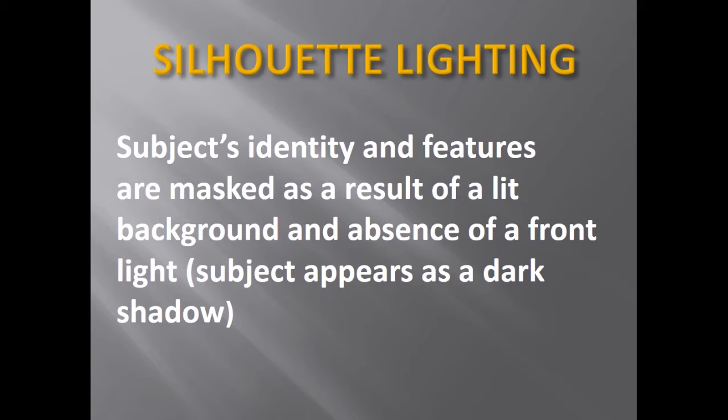So the subject's identity and features are hidden as a result of the background being lit and the absence of a light in front. So the subject just appears dark. You will light up the wall behind the subject and keep the subject in the dark. And we're going to watch another instructional video that will explain and demonstrate how you set up this style of lighting. So it will show you step by step exactly what to do. So again, silhouette lighting is when the subject's identity is hidden because the background has light, but there is no light on the subject themselves.